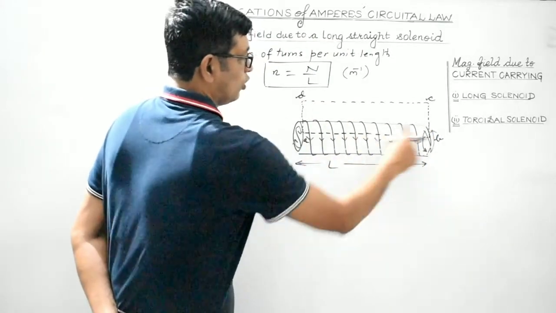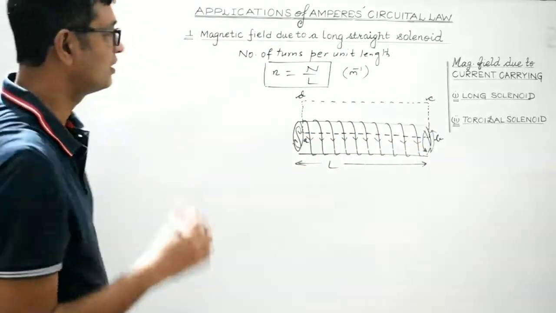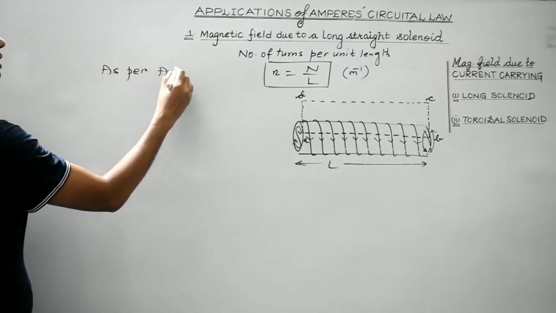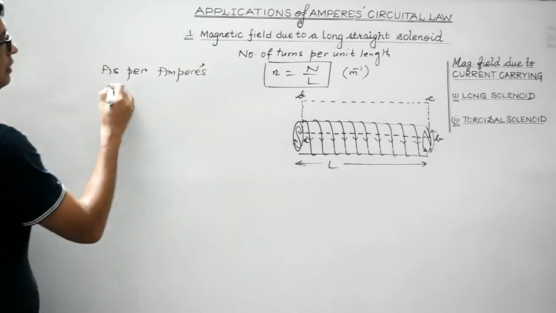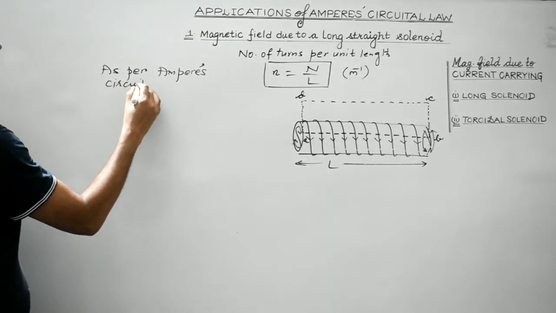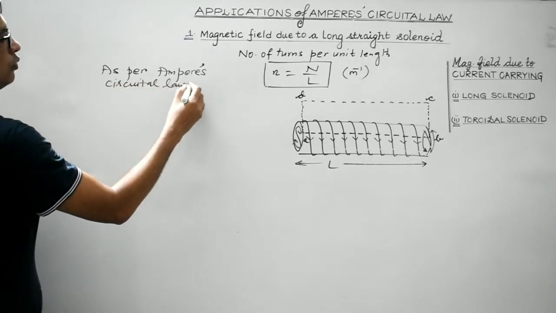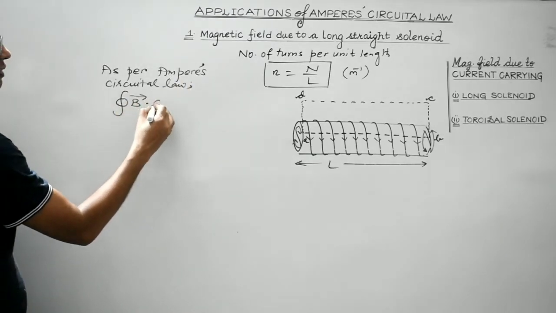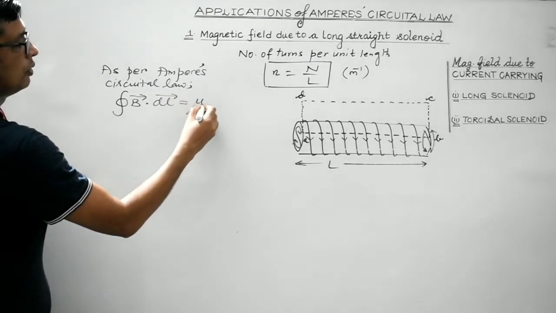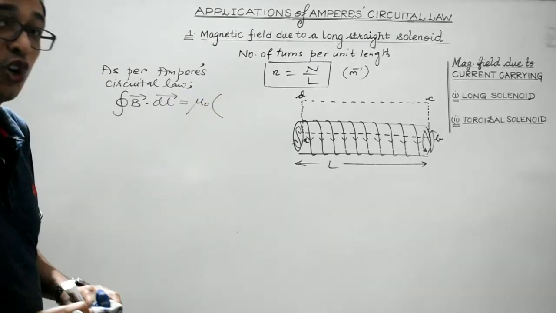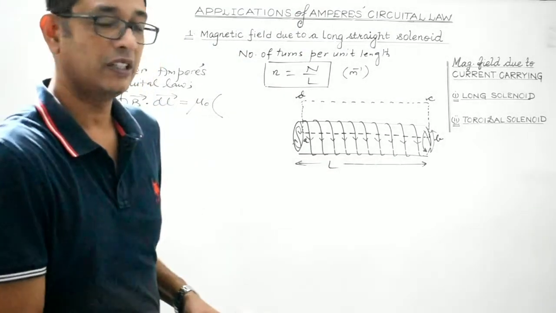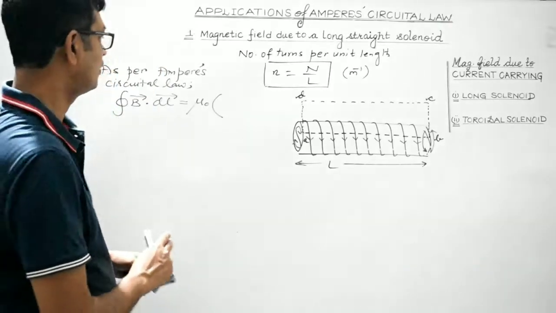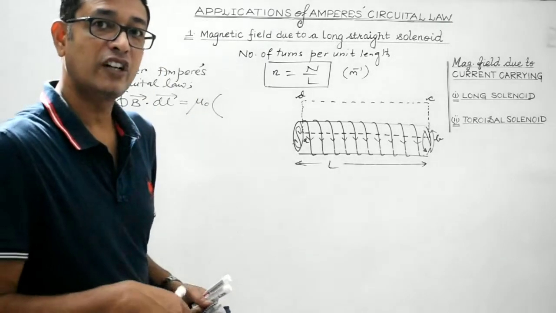Now, in this closed loop, let's apply Ampere's circuital law. What we get is the closed line integral of the magnetic field is equal to mu naught times, where mu naught is the absolute permeability of free space. We are considering the inside to be free space or vacuum, no medium inserted, right? Mu naught times the net current threading through the loop.